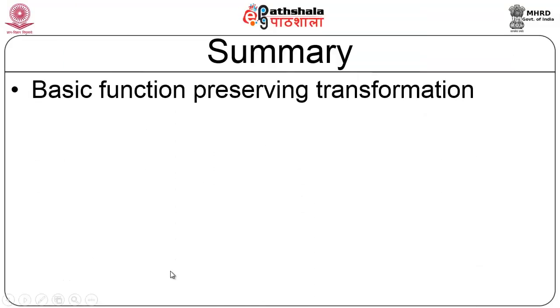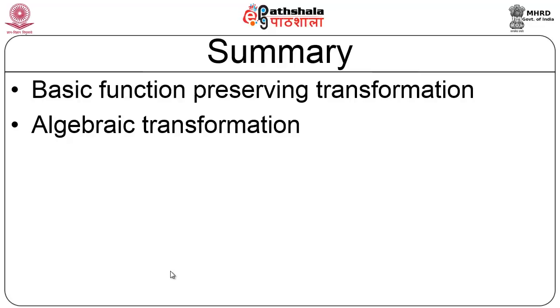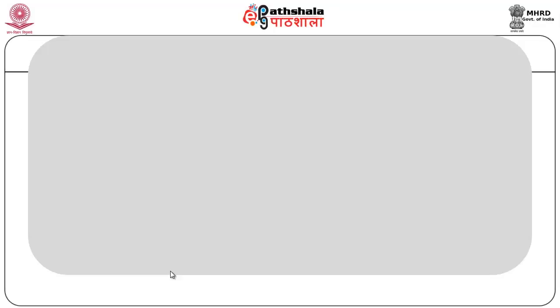Now on to summarizing. In this module we have talked about the basic function preserving transformations, like common subexpression elimination, copy propagation, constant folding and dead code elimination. We have also seen some algebraic transformations and the DAG-based representation of basic blocks for common subexpression elimination. We have also done loop optimization, where we looked at induction variable elimination, strength reduction and code motion.